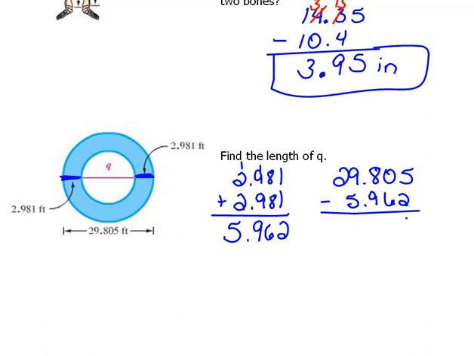So 5 minus 2 would be 3. Now here we're going to have to borrow. So 10 minus 6 would be 4. Again, we're going to have to borrow. 17 minus 9 would be 8. That keeps my decimal nice and lined up. 8 minus 5 is 3, and 2 minus nothing is 2. So it looks like our entire edge here is this many feet.